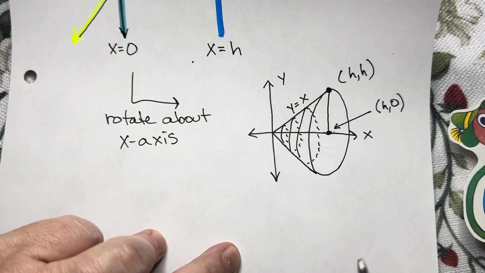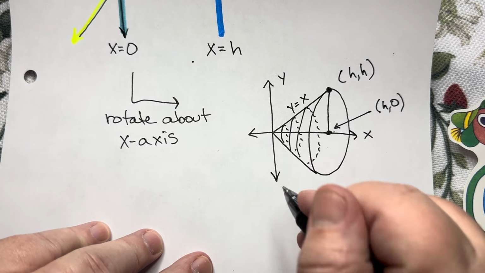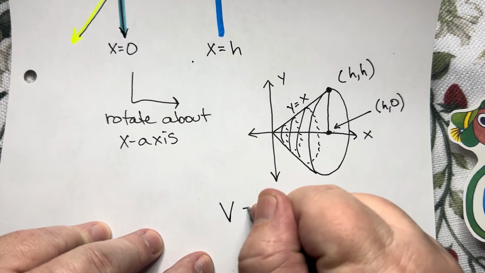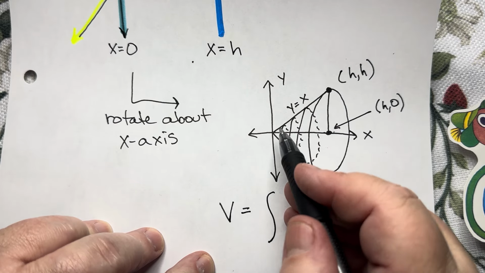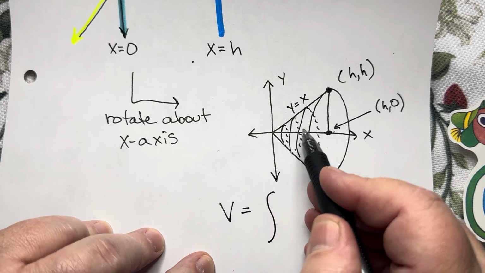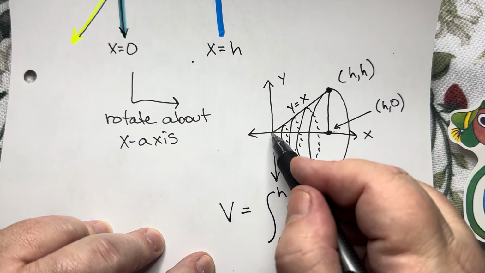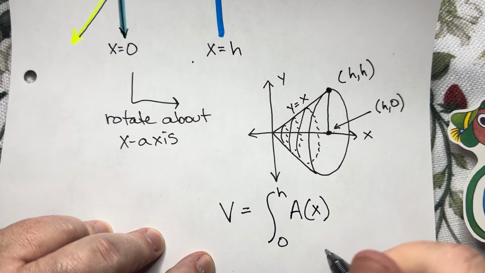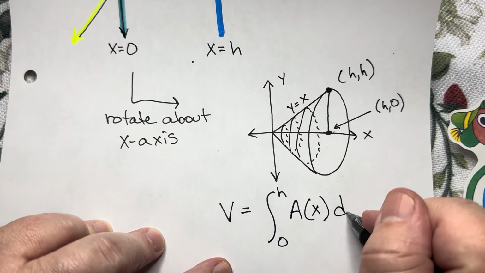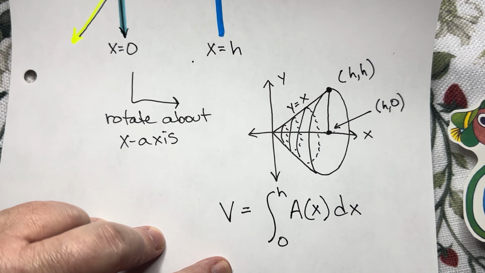Okay, so we want to figure out, let's see, the volume is going to be the integral. Now, x is starting at 0, and x goes all the way to h once again. And then we have to figure out what the area of the circles is, times the width of the circles, which is going to be dx, right? It's that little width.